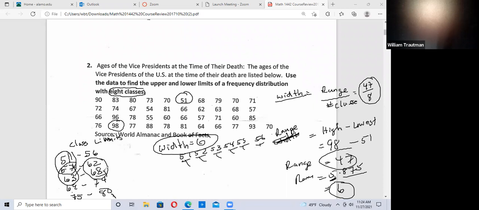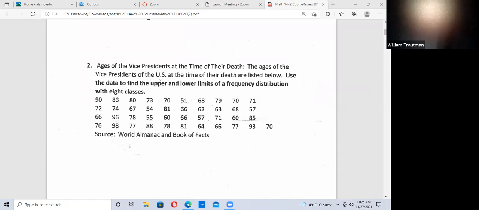And you can keep on going with your class limits until you run out at the end. The last one should be 93 to 98. So this is the answer here. Find our 8 class limits. You just put them in order and you'll have 8. It should run out with all our data. Every class has to have a width of 6 in it. All right, question 3.